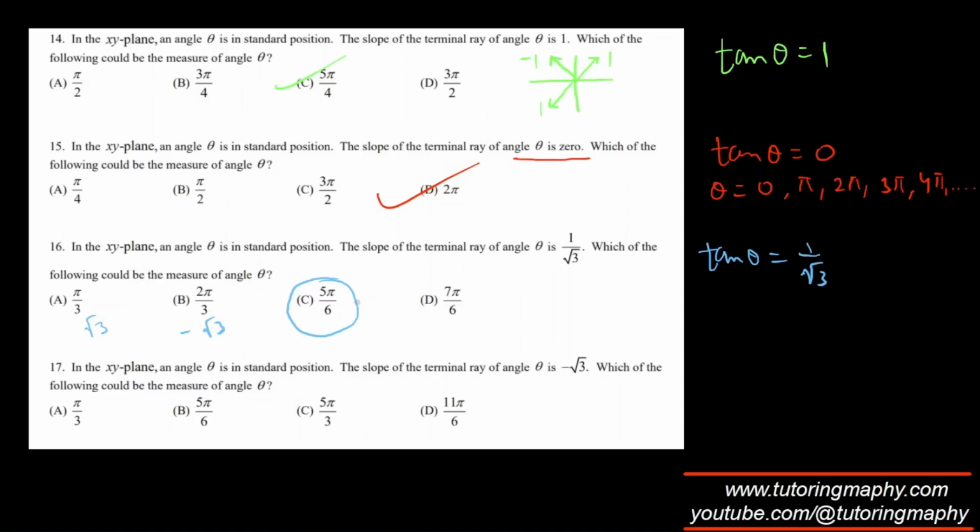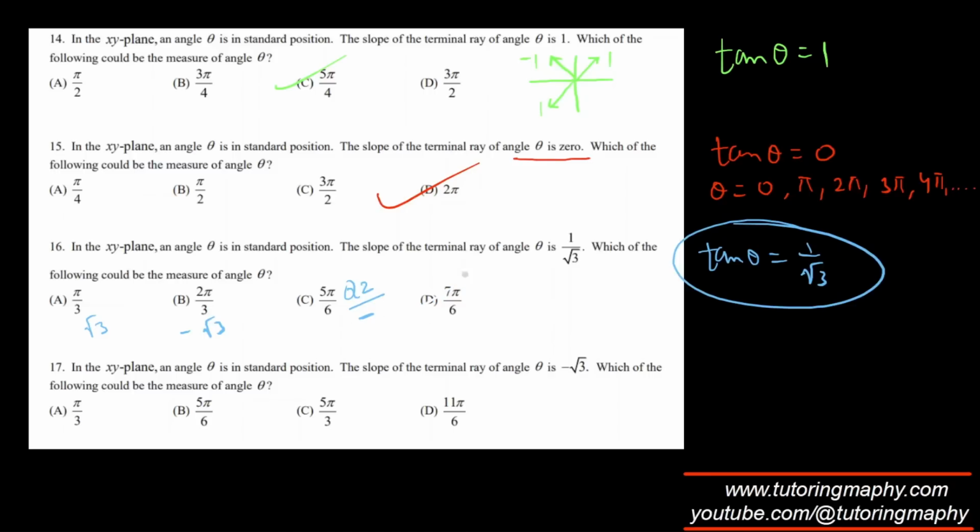Right, now for the remaining options C and D, I think I can say C is not the answer because C is 5 pi over 6, which is in quadrant 2, and in quadrant 2 tan is negative, but I need a positive value of tan. So it has to be option D. It is also in quadrant 3, so it has to be positive. And yes, 7 pi over 6 has the reference angle, so it has to be 1 over root 3.